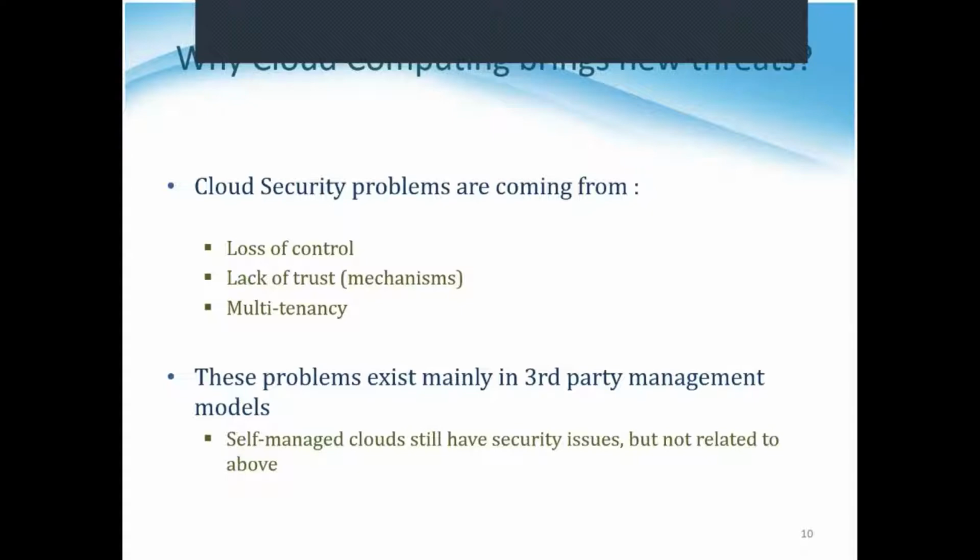And these problems already exist mainly in third-party management models. A self-managed cloud still has security issues, but not related to the above: loss of control, lack of trust, and multi-tenancy. Nobody is ready to trust the third party, because the third party may be an intruder or attacker. So that's why I will give my session ID and password to my students only.